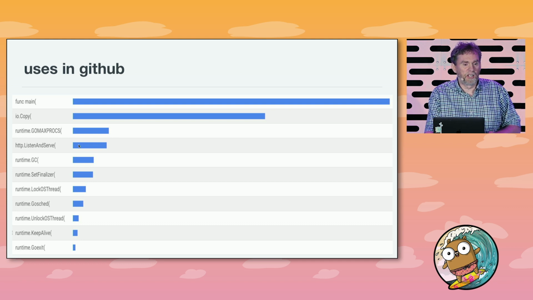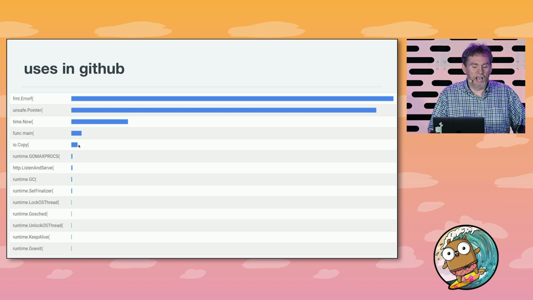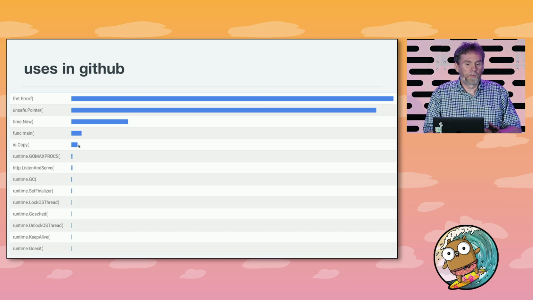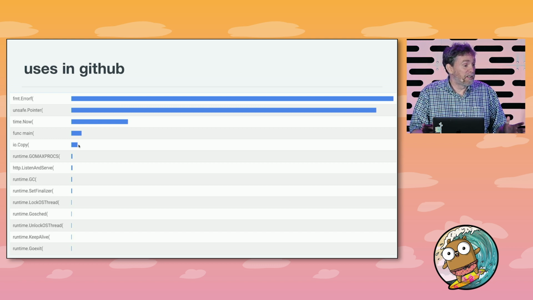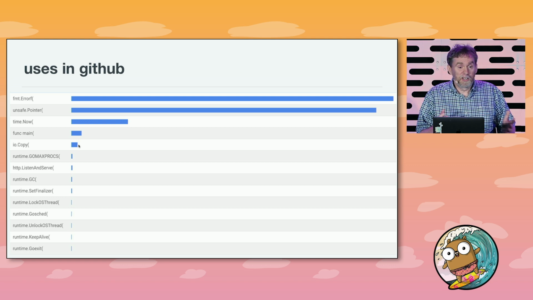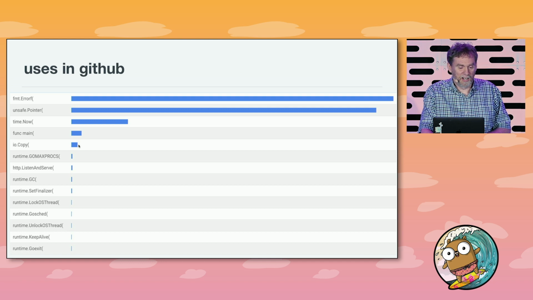But just to keep things in perspective, they're not used that often. time.Now and fmt.Errorf are used far more often than this. unsafe.Pointer is used often. I know, if people are being risky, maybe somebody should do a bit more investigation here to understand why.